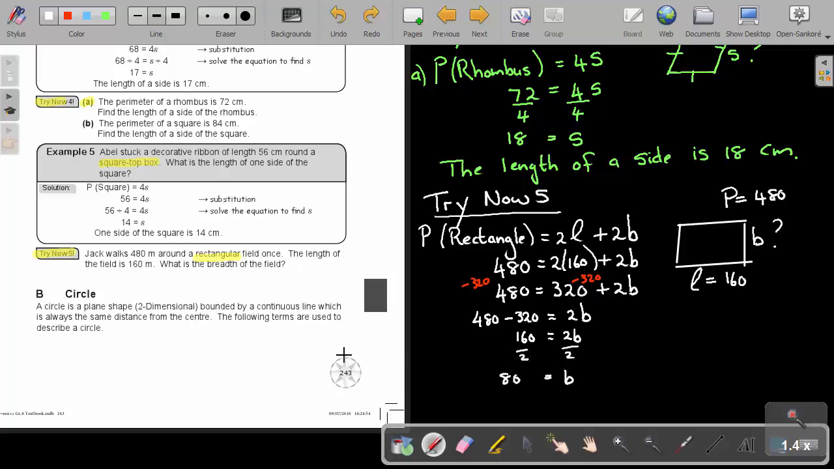And I can stop. So what is the breadth of the field? Then I can just say the breadth of the field is 80, and I think this is going to be in meters. Okay, and that's how I do my practical sum.